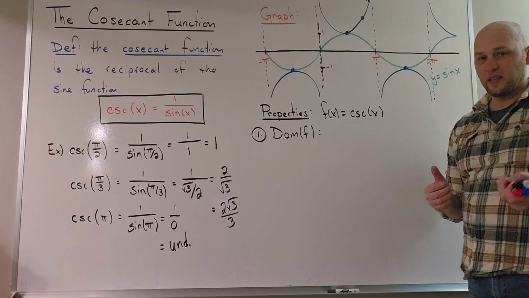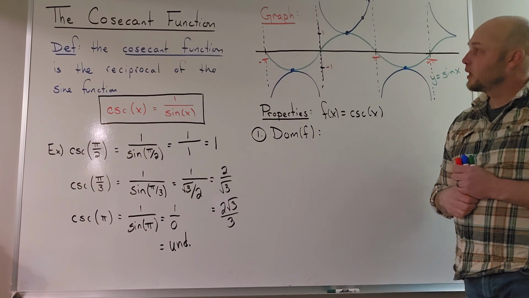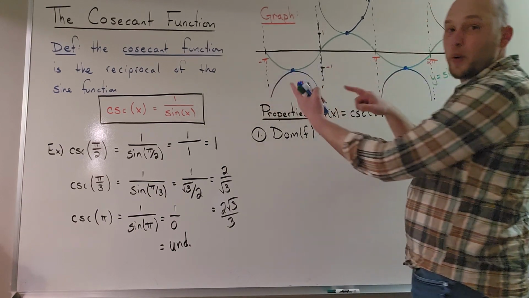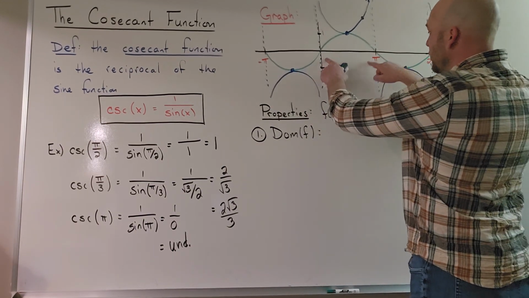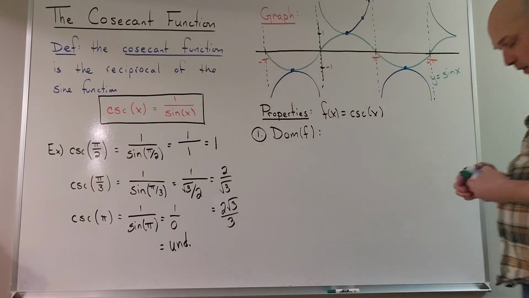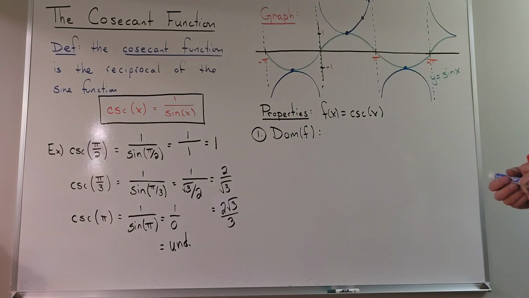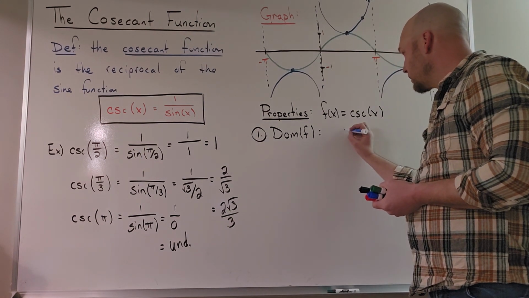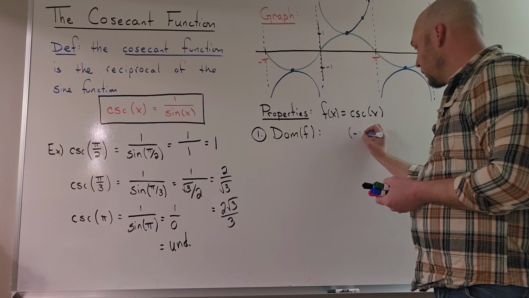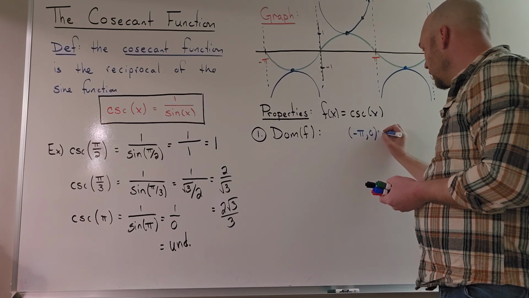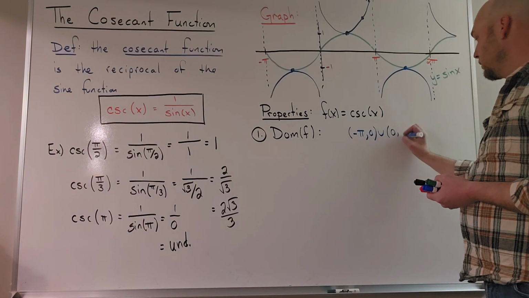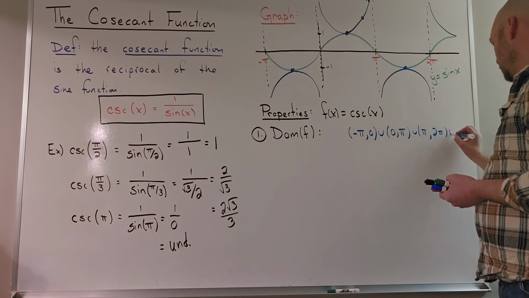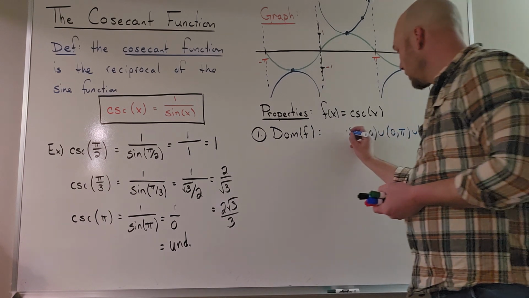Well, we can see that the domain is fairly complicated to write because I have the open interval between negative pi and 0. Then I've got the open interval from 0 to pi, and then pi to 2 pi, pi to 3 pi, and so on and so forth. So I'm going to write this a variety of ways. One way I can write this is the open interval from negative pi to 0, union 0 to pi, union pi to 2 pi, union dot, dot, dot, and that also goes in the other direction as well.